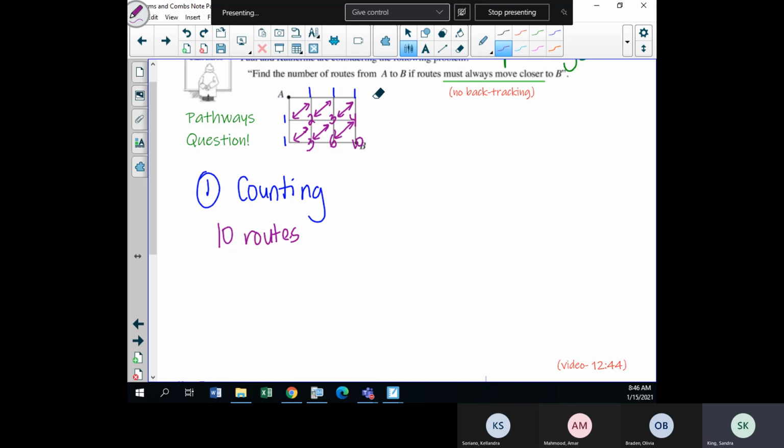Okay, so this is counting. I should actually write counting by hand. So counting by hand, there are 10 routes total. The second approach that you could take to this question, and you get to pick, like I said, which one you like better, is called the repetitions approach.